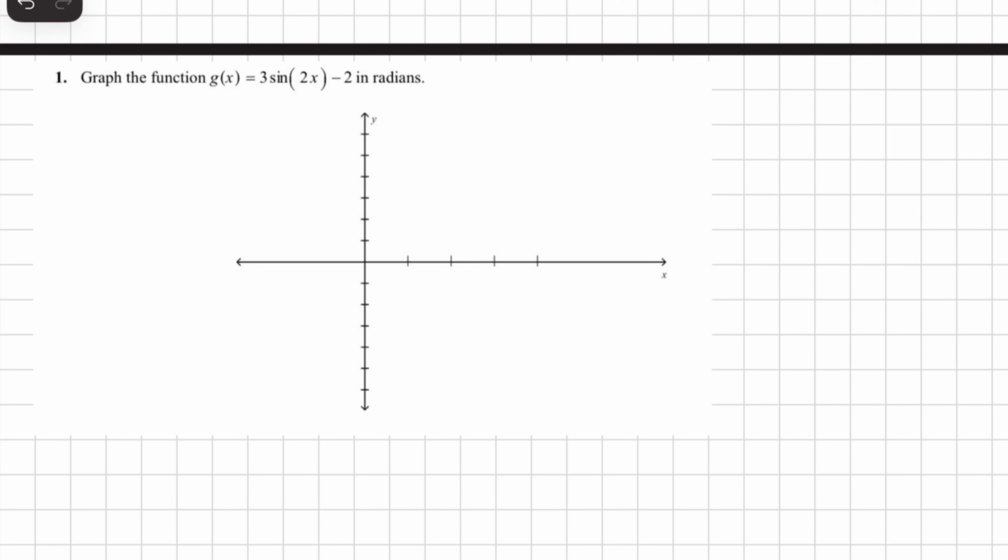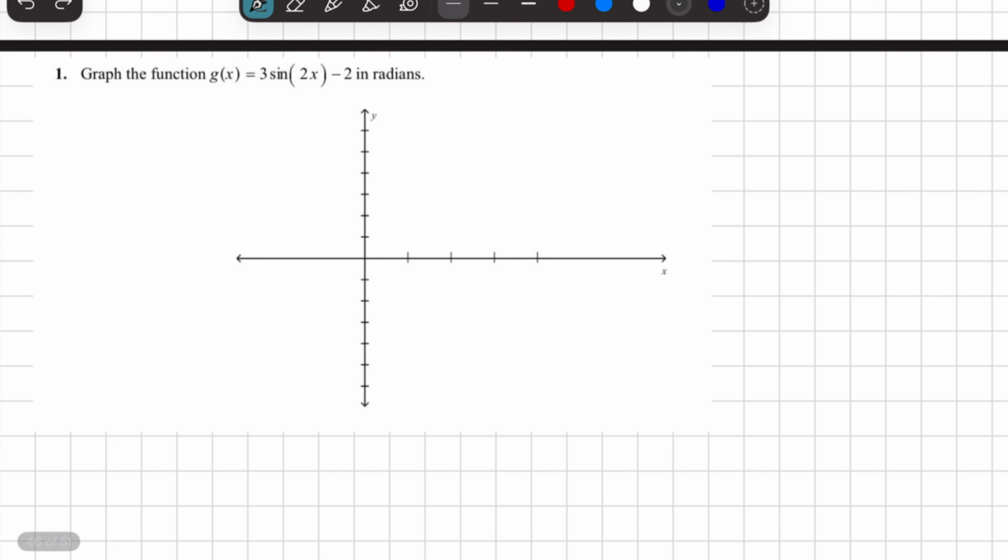It says graph the function g of x equals 3 sine 2x minus 2 in radians. So for a sinusoidal wave, or for a sine graph, we know that sine starts at 0. Theta or x is 0, and our y value or ratio for that is also 0. So it would usually start at the 0 point here. However, we have to do our transformations for it.